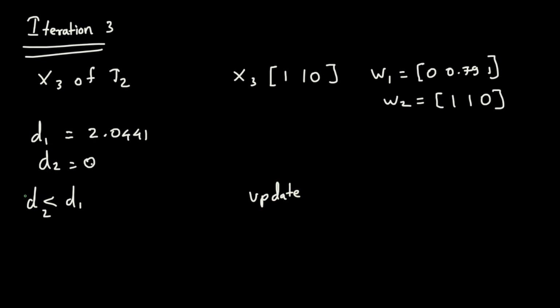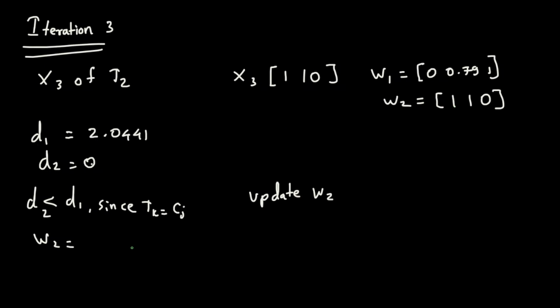In the previous one, we had D1 is smaller, so that's why we kept updating the W1. But here the D2 is smaller, so we update the W2. And we can also mention, since TK is equal to CJ, update W2.